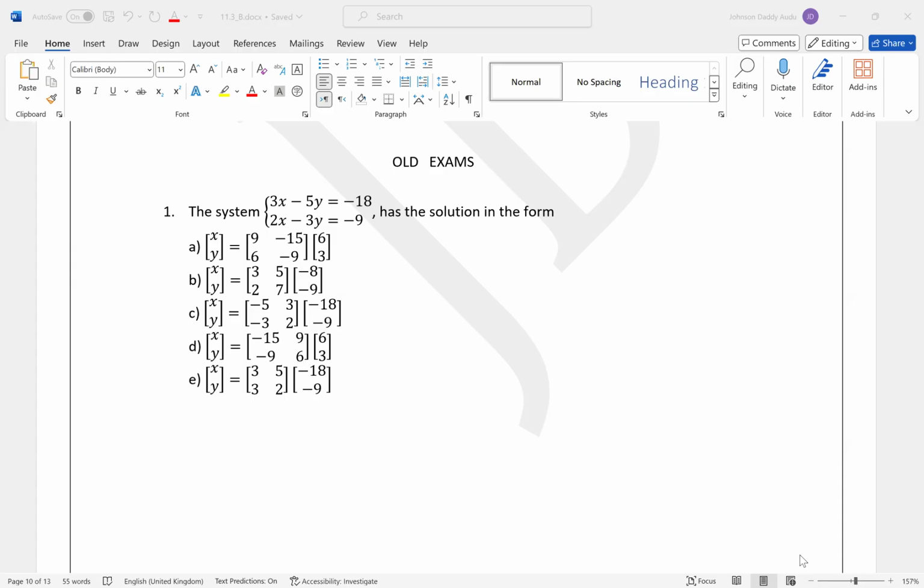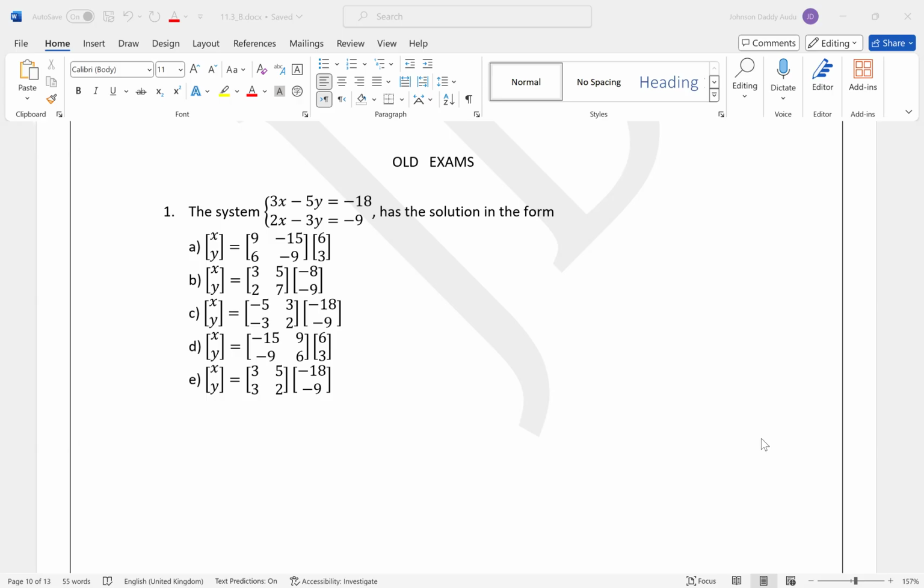So here, what can we do? We have question number one. Question number one, you have a system, and we want to write the solution in a matrix form, right? So let's see what happened here.